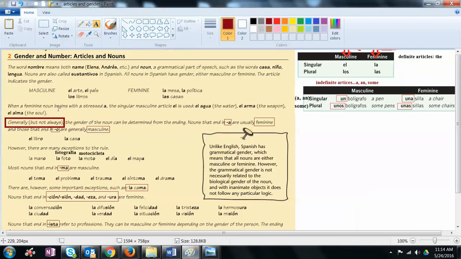And just one other thing: when a feminine noun begins with a stressed A, the singular masculine article el is used. But when you make it plural, you switch back. So it'd be el agua, but las aguas. El arma, las armas. El alma, las almas. So just be careful of that: a word that is technically feminine and would get feminine adjectives to describe it gets the masculine article, just because you can't have la agua. It's too many A's next to each other.